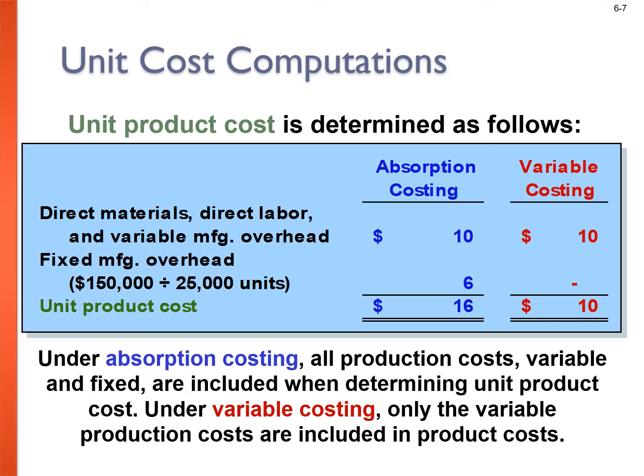Under variable costing, fixed manufacturing overhead is not part of the product cost. So it would only be the direct materials, direct labor, and variable overhead that would be included as the product cost. So you can see if $16 per unit is the amount for absorption costing, inventory would be higher than under variable costing. So all production costs, variable and fixed, are included when determining unit product cost for absorption costing. Only the variable production costs are included for product costs under variable costing, which is how it gets its name, right?